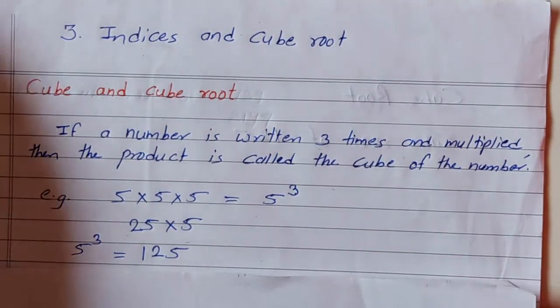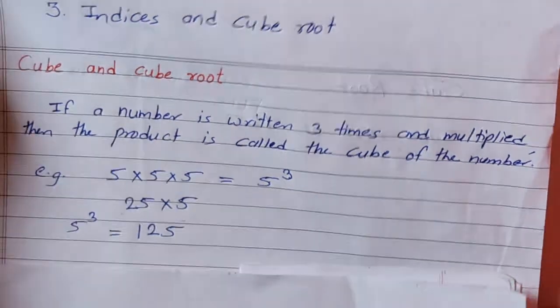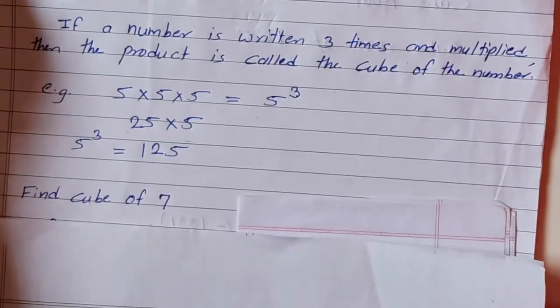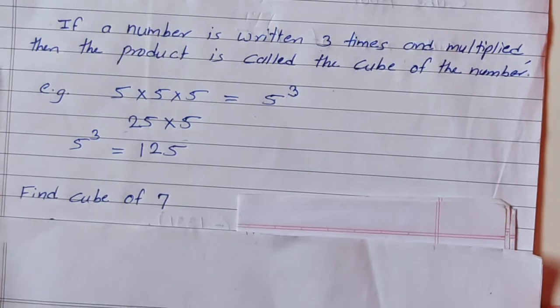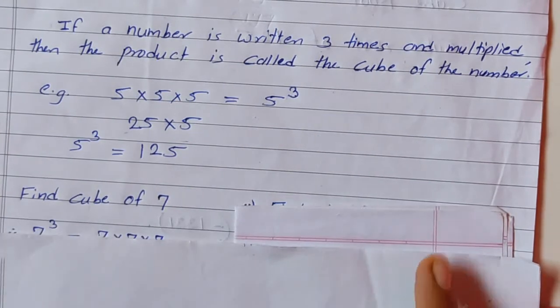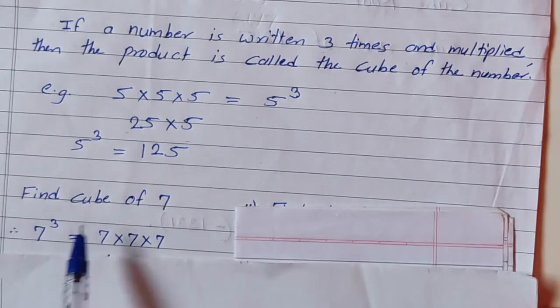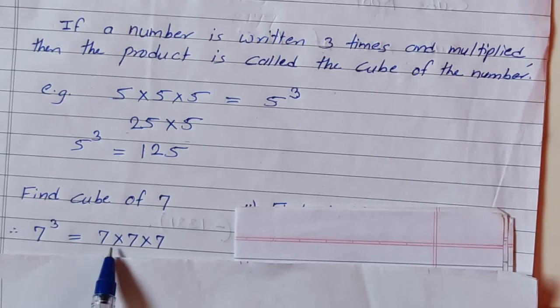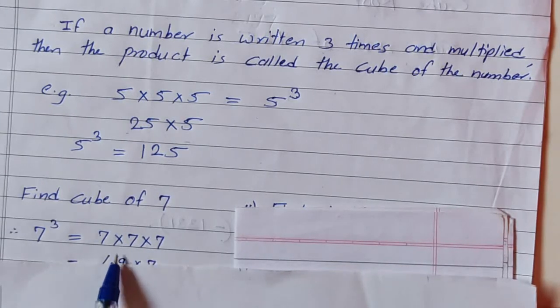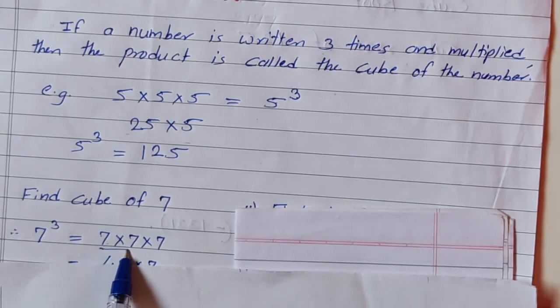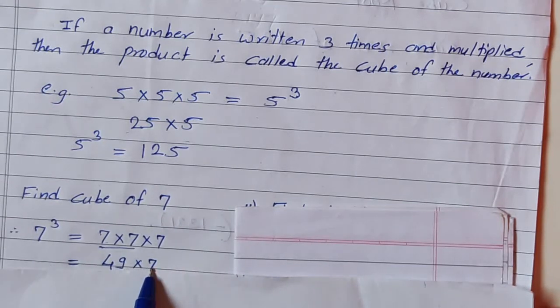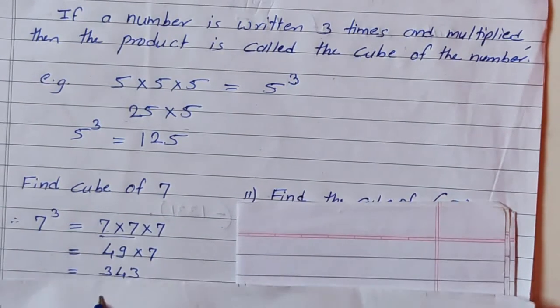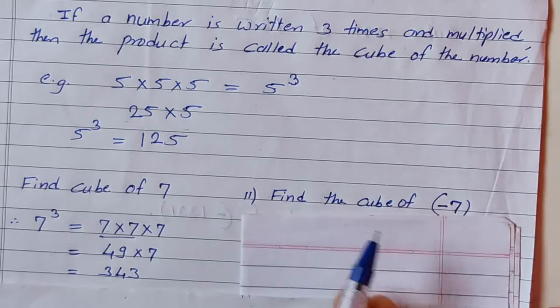Let us solve some examples based on it. The first question is, find the cube of 7. So this is written as 7 cube, multiplied 3 times. The multiplication of 7 into 7 is 49, into 7 is equal to 343. Let us study the next example.